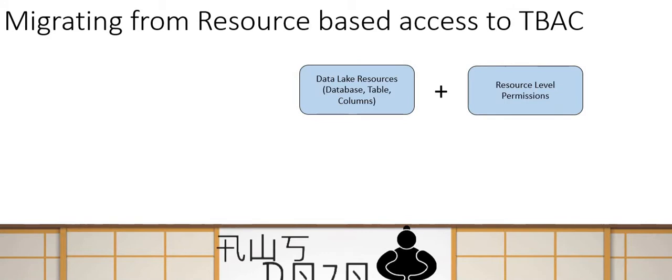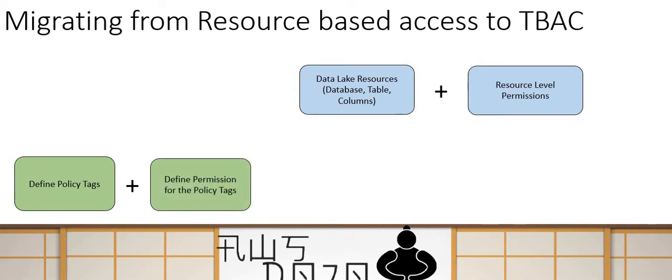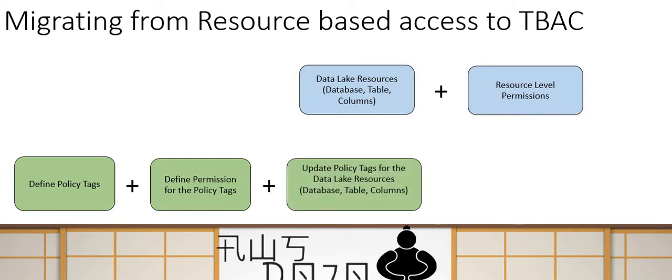The good news is that your resource level permissions and your tag-based access control permissions both can coexist. So what you can do is that you can define your policy tags. You can define permissions for your policy tags, and then you can also update policy tags for data lake resources. So you can do these three activities, and so far you have not disturbed anything from your resource-based access control.